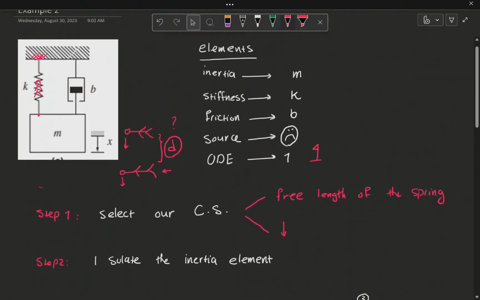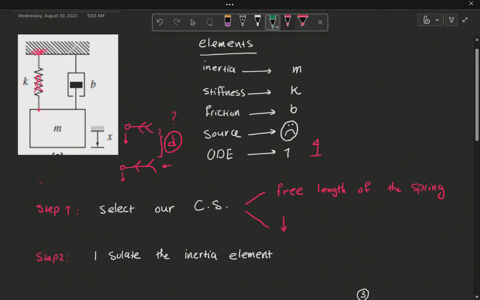It means that if at the beginning you're the person who is sitting at the free length of the spring and sees the mass or measures the mass.